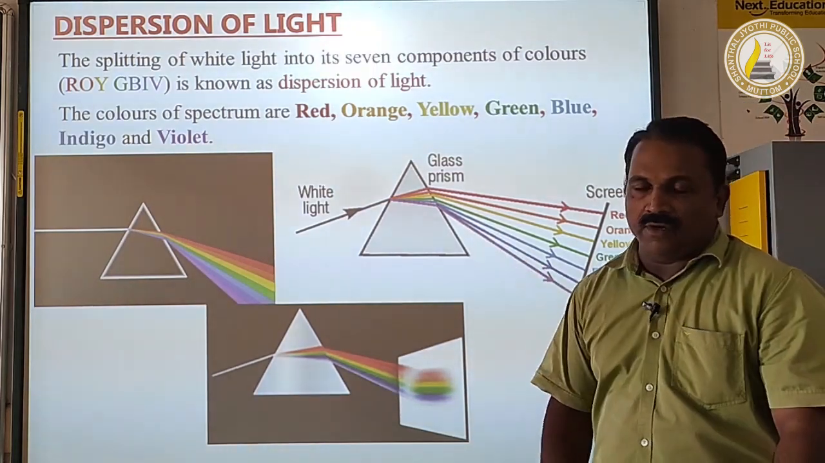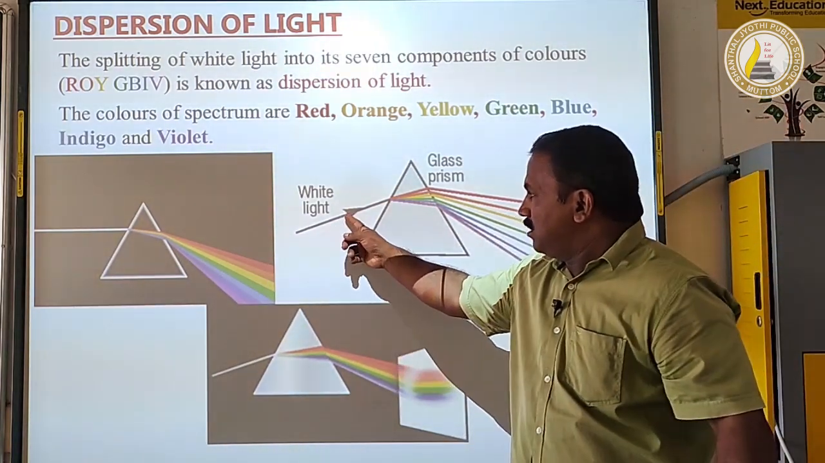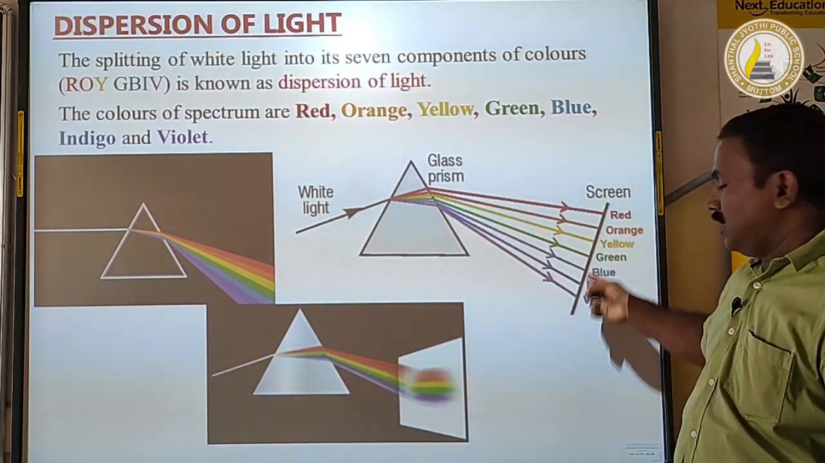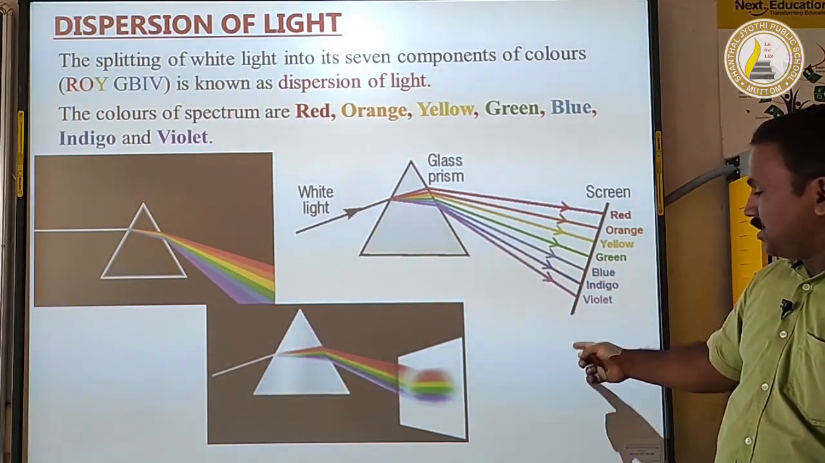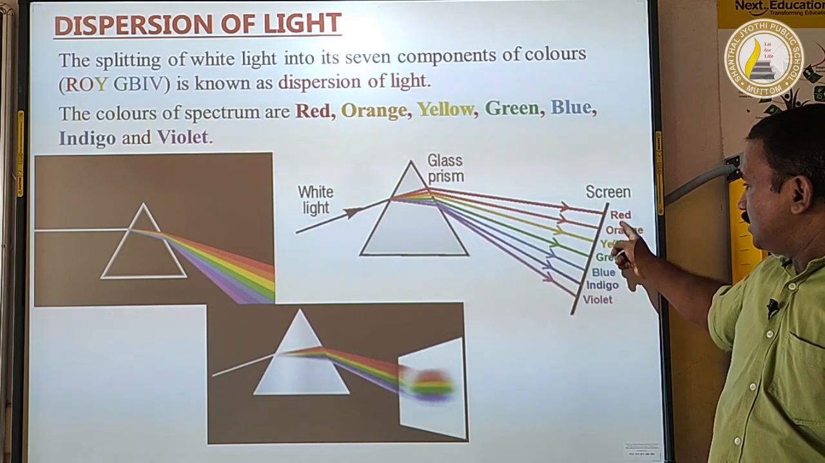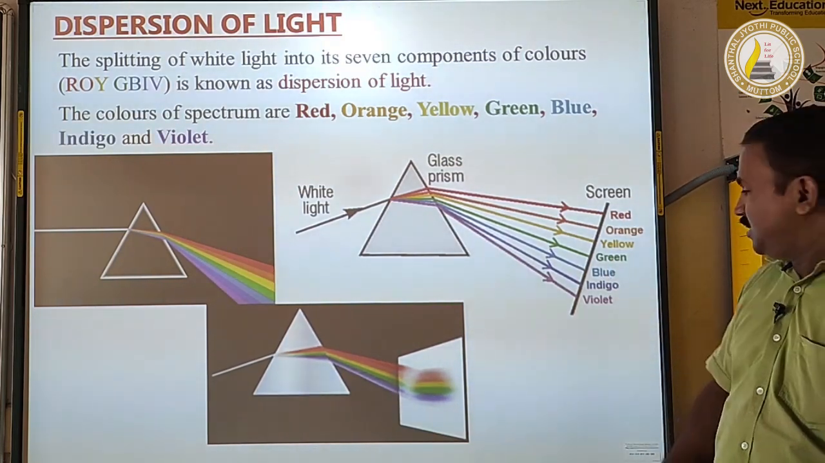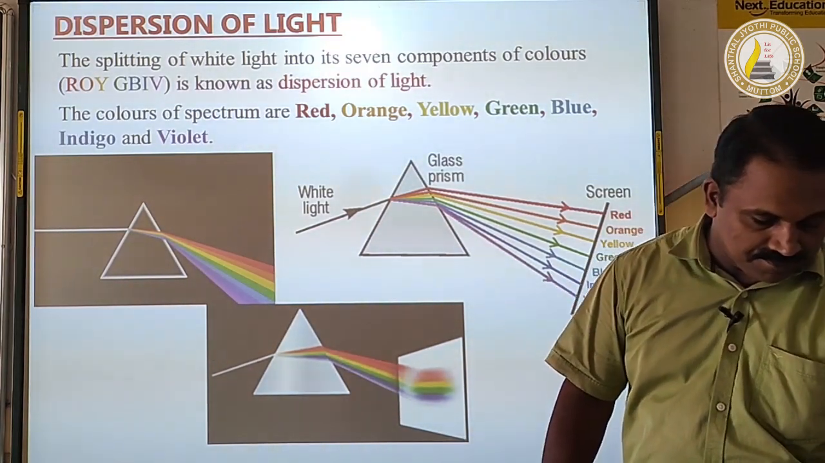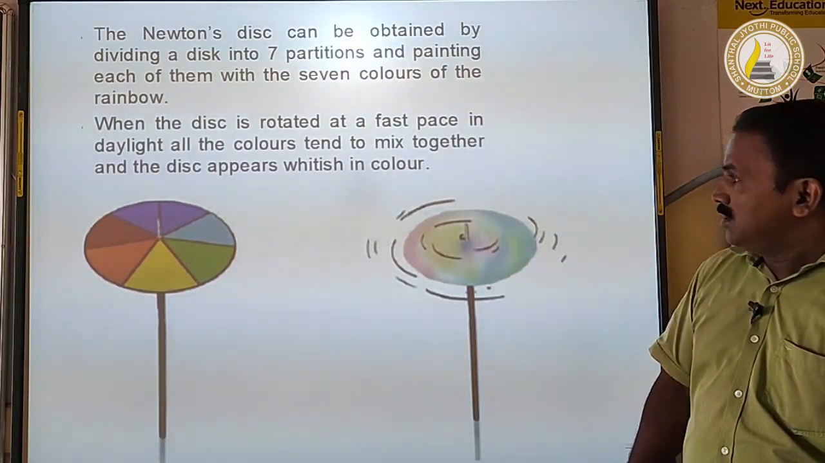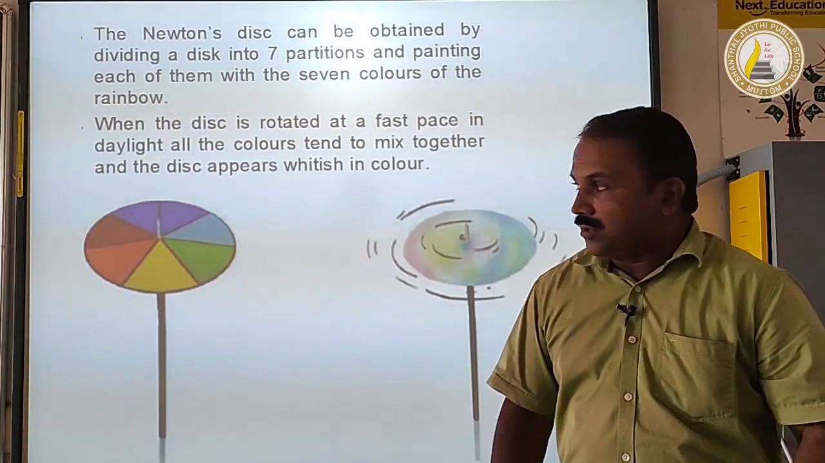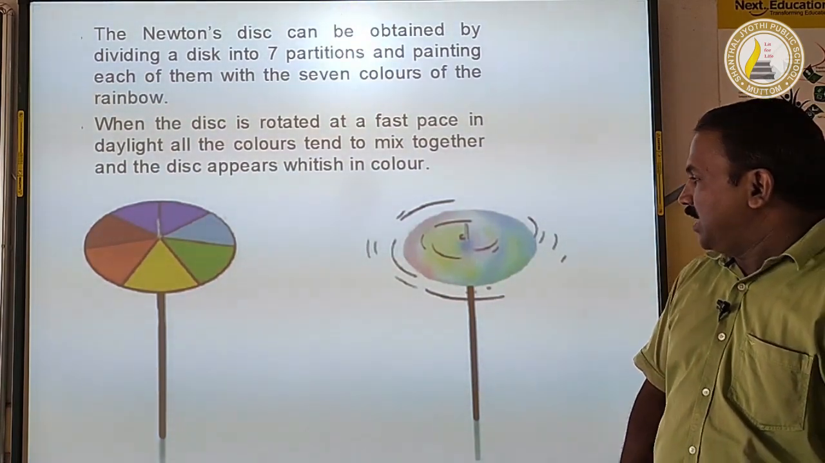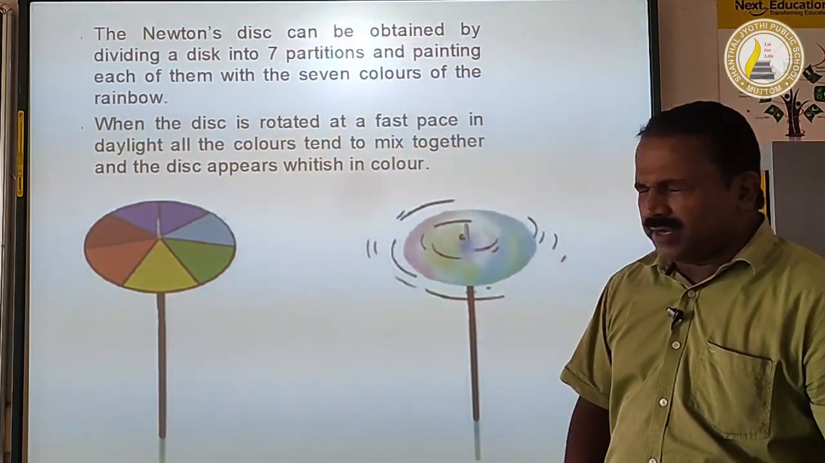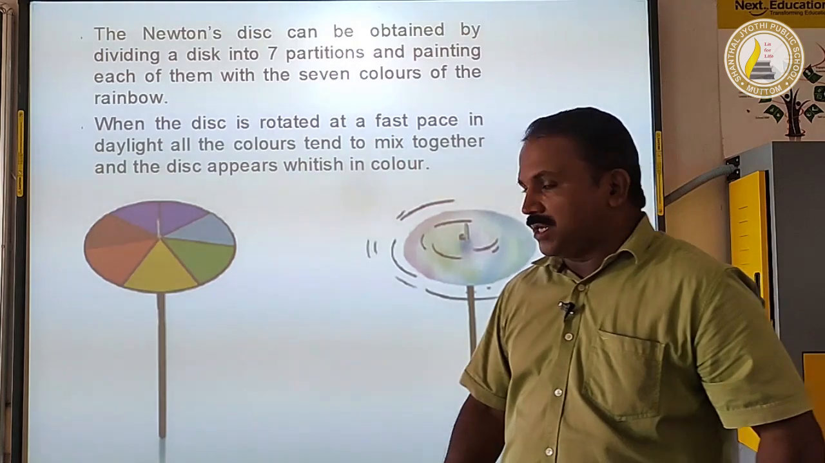This is the diagram of dispersion of light. White light passes through a glass prism. From here it will split and the 7 colors will appear on a screen. The colors are violet, indigo, blue, green, yellow, orange and red. You can remember the word VIBGYOR: violet is the first and red is the last. The next one is the Newton disk. If there is a cardboard disk, we can make 7 segments and paste the 7 VIBGYOR colors.